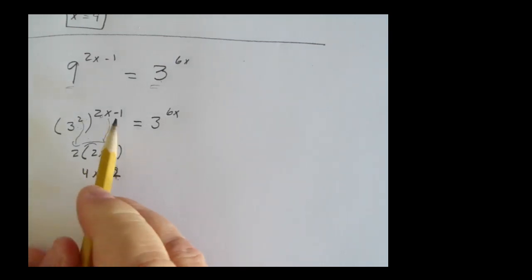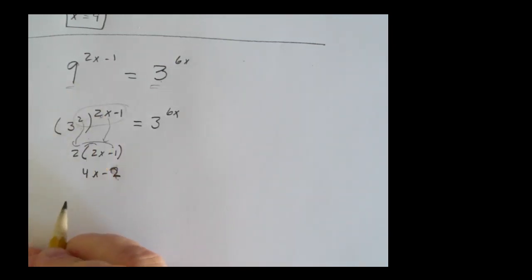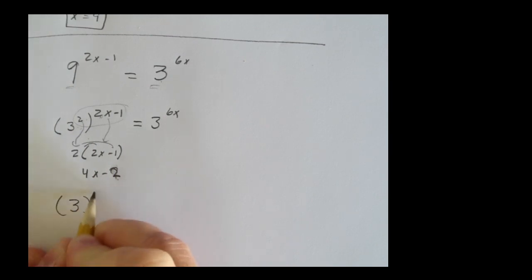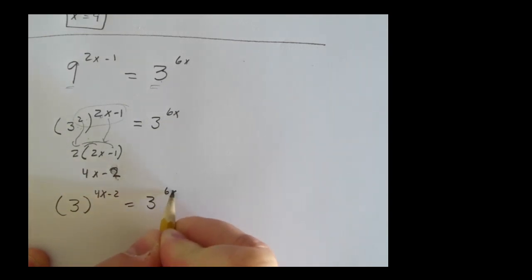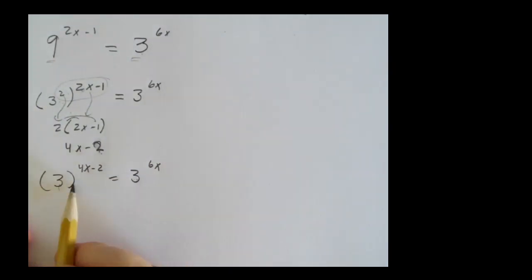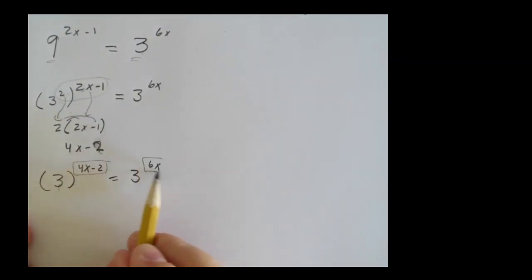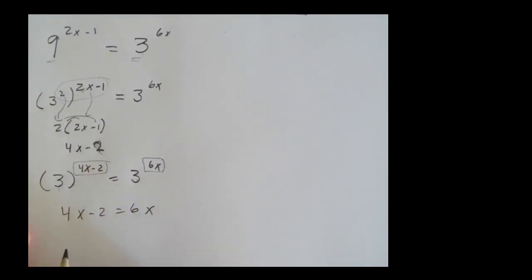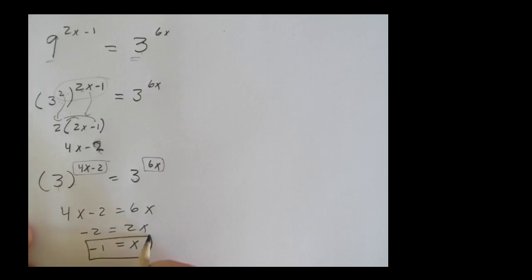So what we're doing is rewriting the exponent that way. So it's 3 to the 4x minus 2 power equals 3 to the 6x power. And when we have similar bases, we can then create an equation, 4x minus 2 equals 6x. That's an algebra 1 equation that you know how to solve, which is negative 2 equals 2x, x equals negative 1. And that is the answer to that.